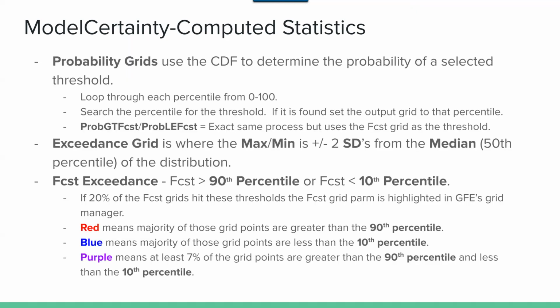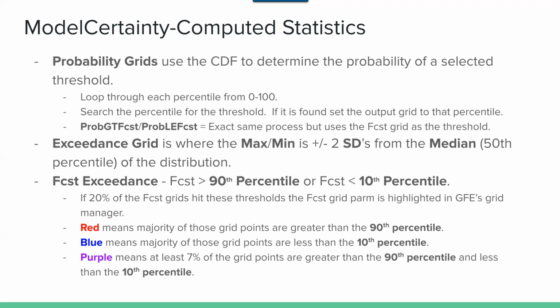So moving on to some more stats, the probability grids use the entire CDF. If you select that as an option in the GUI, you can select whatever threshold you want for whatever element you want. Say somebody comes to you and says, hey, I want to know the chance that we're going to have a heat index today of 100 degrees. You can run that and get an idea of the probability of that occurring.